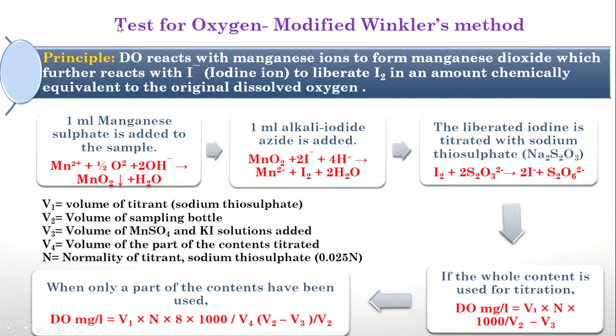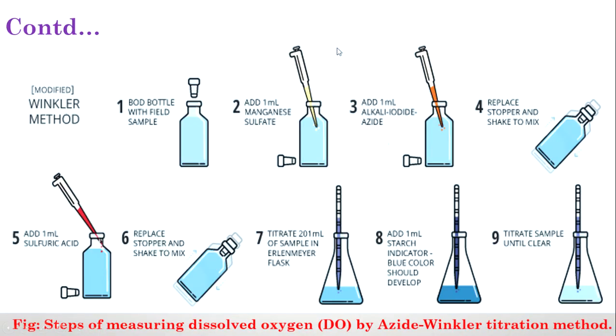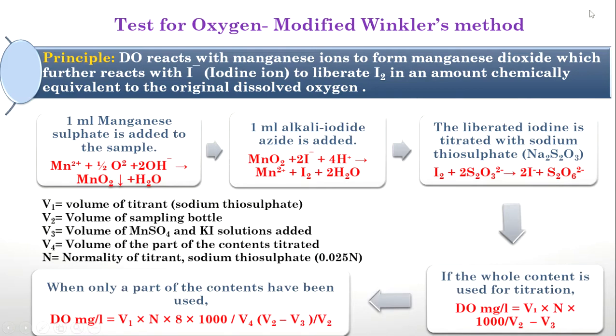The principle behind this procedure is nothing but that the dissolved oxygen has a tendency to react with the manganese ions and forms manganese dioxide. So the first reagent that we were adding was manganese. Here we can see the first reagent was manganese sulfate. So there is manganese present in that reagent. The dissolved oxygen in water reacts with that manganese ions and forms manganese dioxide. This manganese dioxide further reacts with iodine.